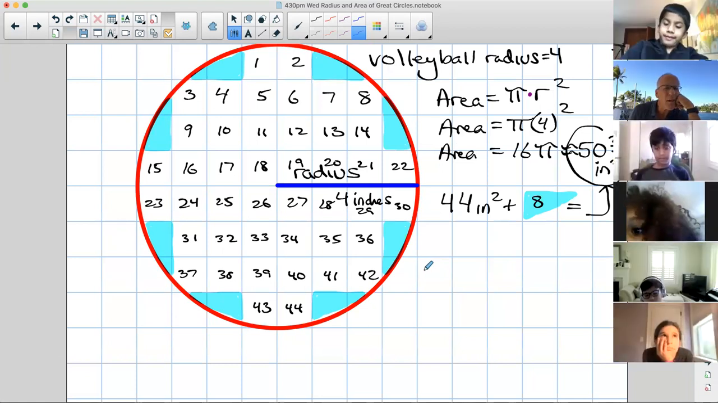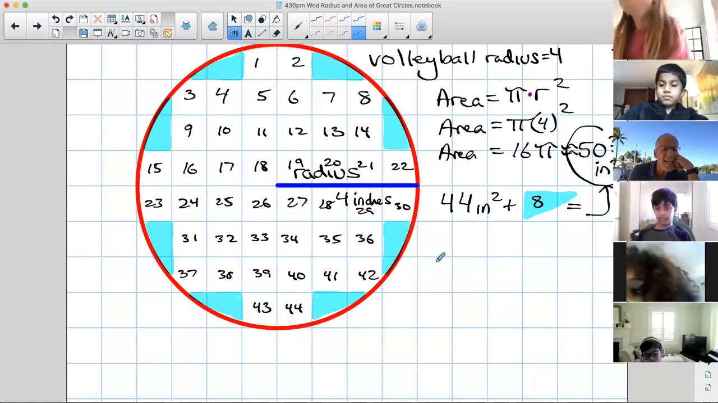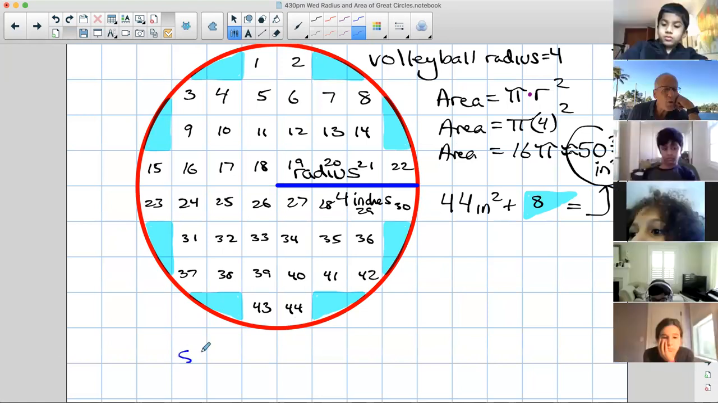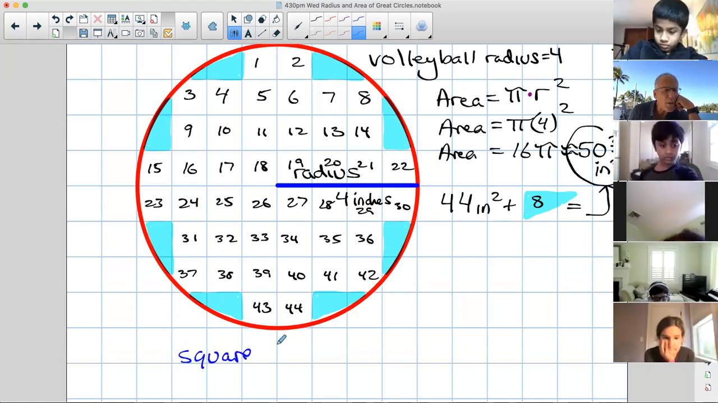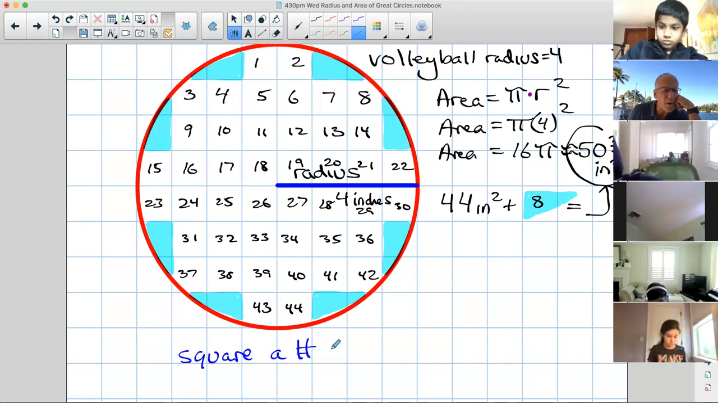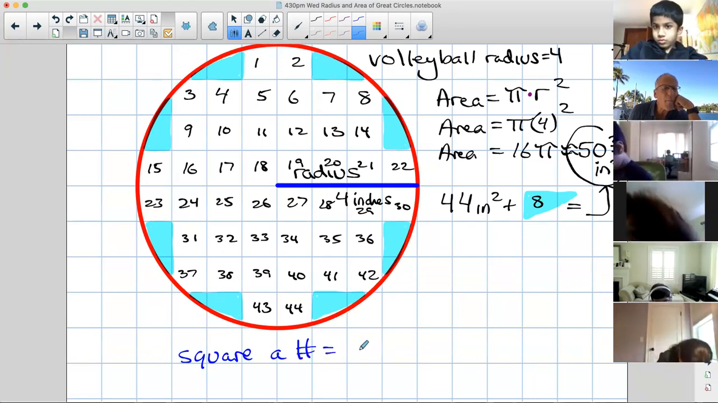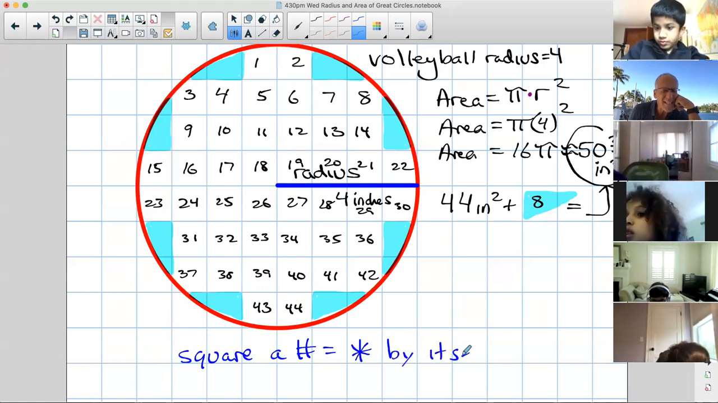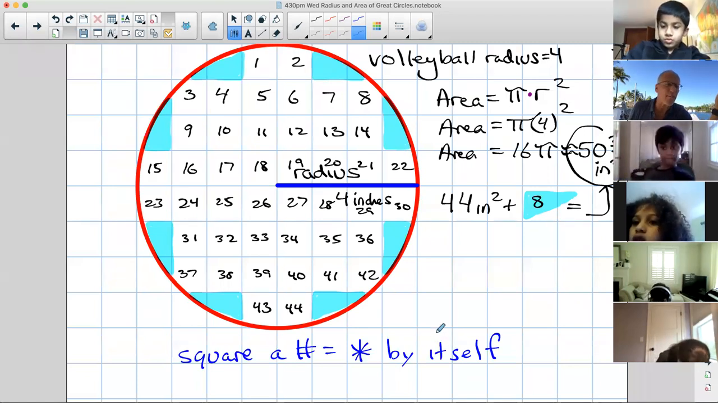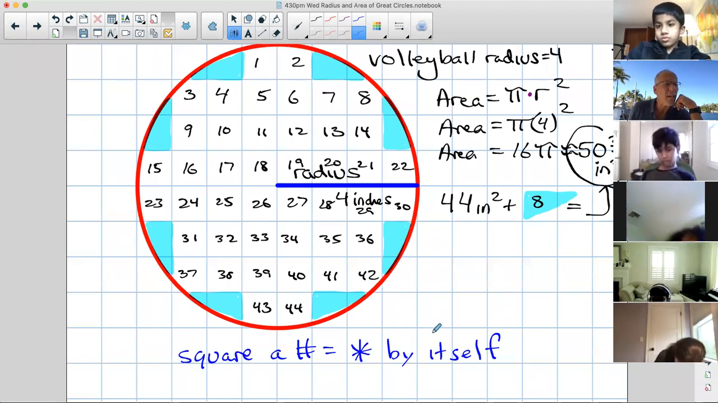Multiply it by itself. Everybody say that. When you square, write it down. When you square a number, you multiply it by itself. So Kramer squared is Kramer times Kramer. Penny squared is Penny times Penny.